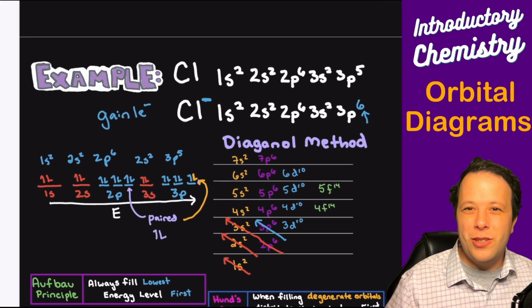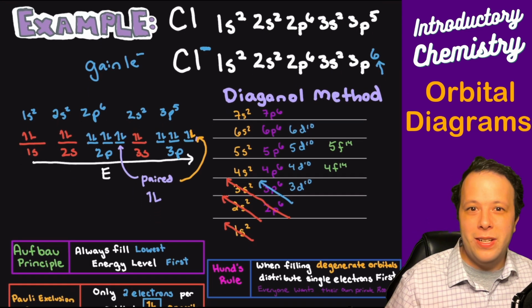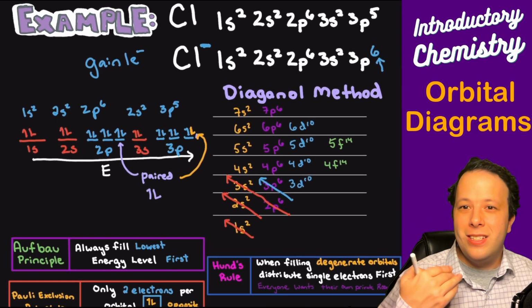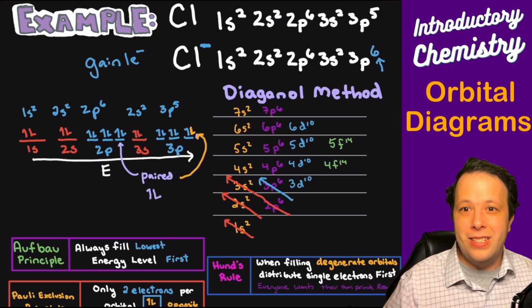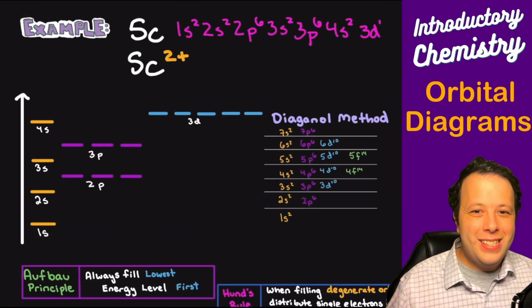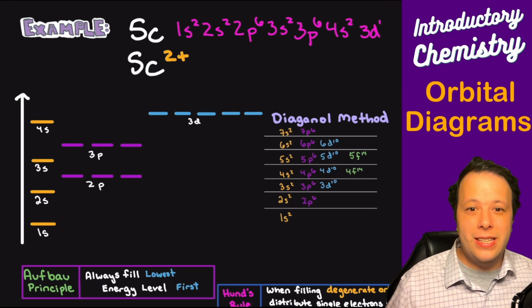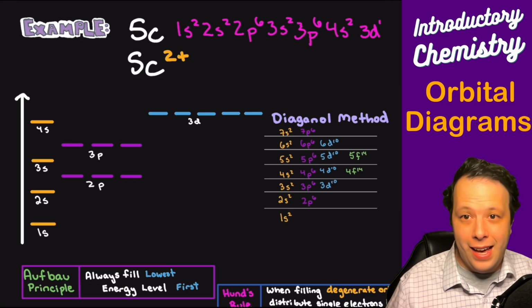So a couple of little tricks here that are possible, and we're still following all our rules as we go through it. So let's take a look at a few more examples and see what else we can do as well. For this example, we are going to do scandium, and particularly we're going to look at the scandium 2+ cation.